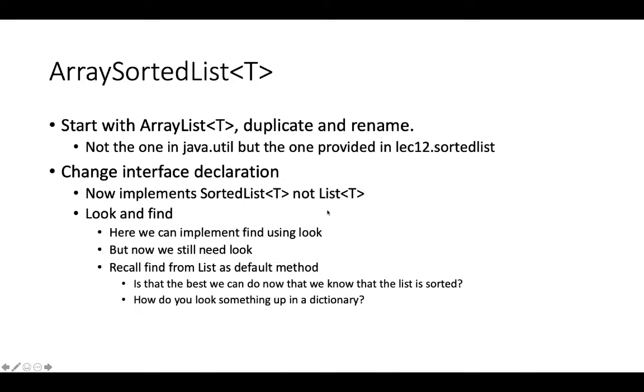So what we'll do is we'll start with the array list of T, and we'll just duplicate it and rename it and have it implement sorted list, an array sorted list of T. And that's going to change. Our interface changed, so it's going to make some things wrong and some things right, and then we'll go through and we'll fix what's wrong and we'll make what's right.